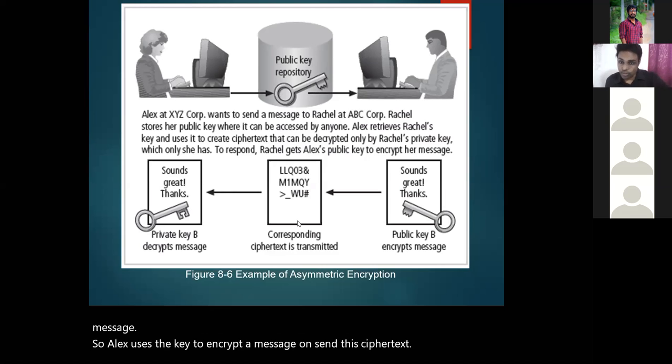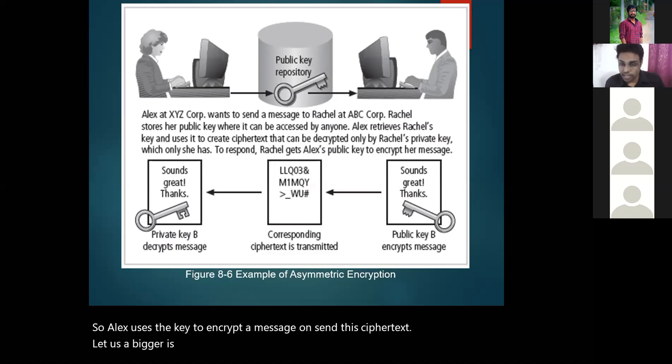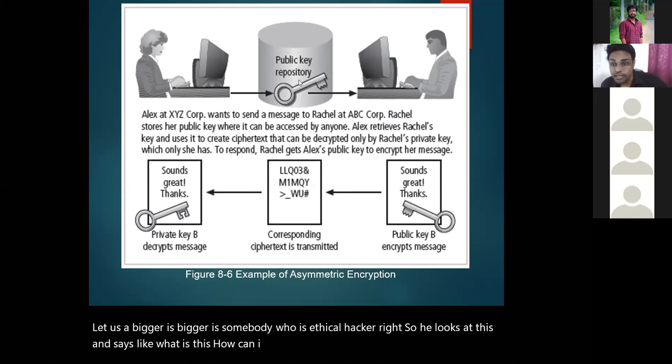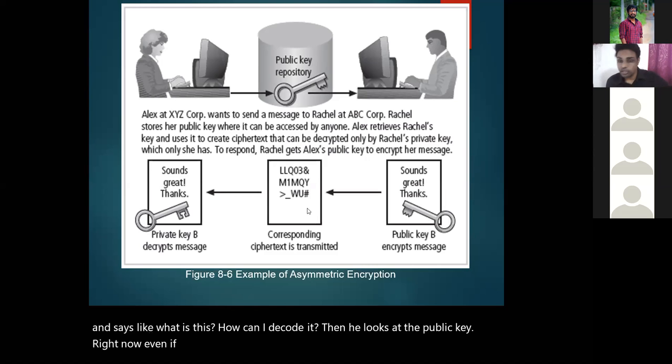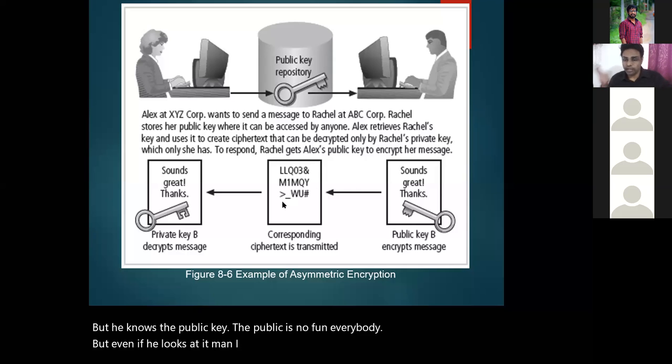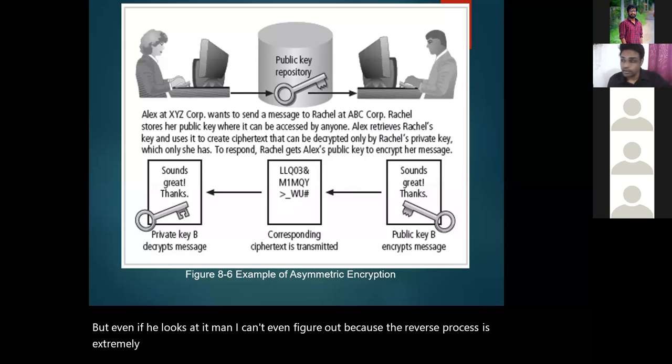Now let us say Bidur is an ethical hacker. He looks at this and says, what is this? How can I decode it? Then he looks at the public key. The public key is known to everybody, but even if he looks at it, he can't figure it out, because the reverse process is extremely difficult. That's what the RSA algorithm does.